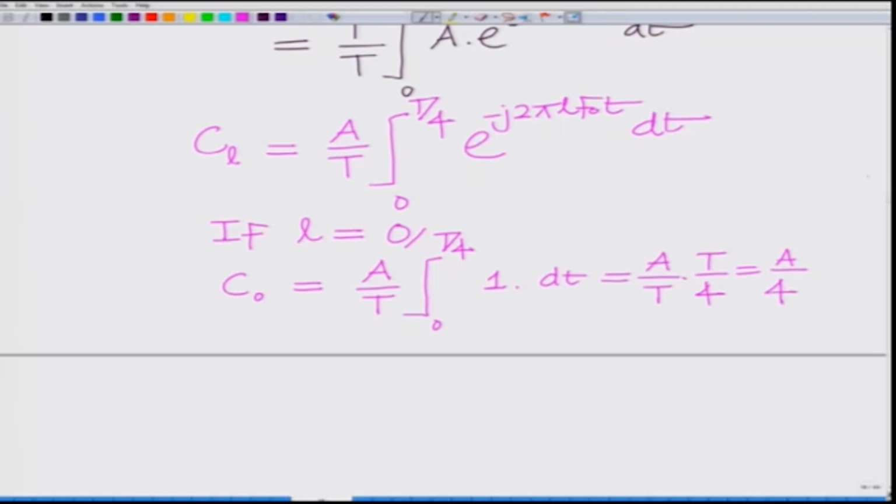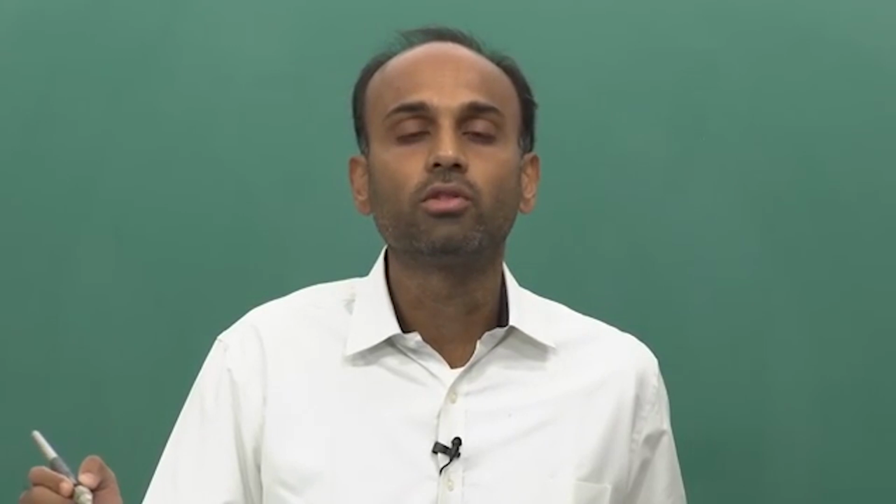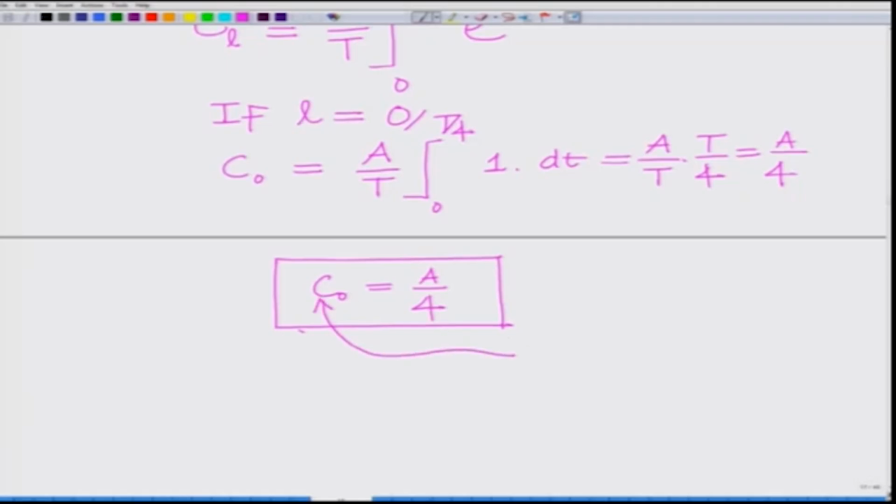So, this coefficient C naught corresponding to frequency 0, that is L equal to 0, is A over 4. This is also known as the DC coefficient, since it corresponds to the 0 frequency. So, this is basically your DC coefficient.